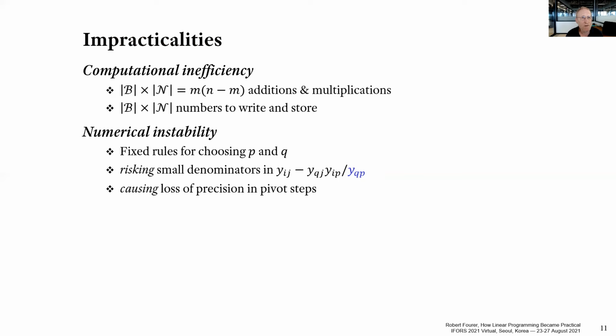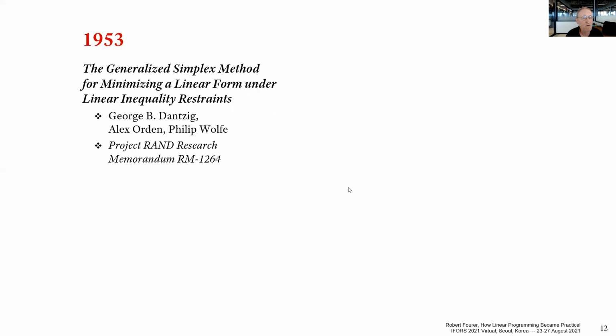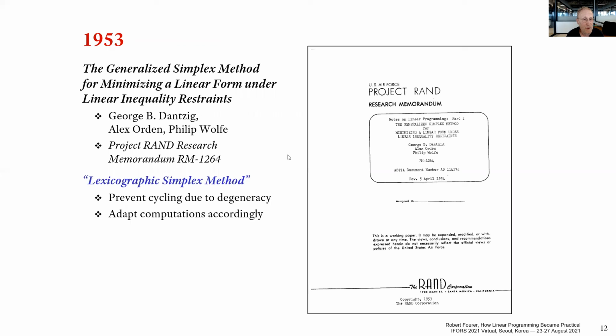So linear programming was not practical at this point, but within a year it had become practical, and we can see that by looking at the progress in 3 technical reports that were written then. The first one, by Dantzig, Orden, and Wolfe, is about an improvement to the simplex method. But the improvement they had in mind was the so-called lexicographic simplex method, which was a special simplex method for preventing cycling due to degeneracy in the basic solutions.